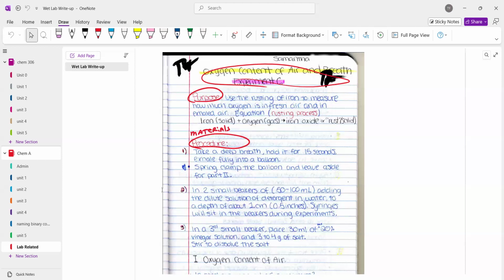Okay, so we've got a title. This is the oxygen content of air. It's a really good lab, and I don't know why they don't do it here, but they don't. But anyway, it's a good lab. Purpose, materials. I forgot to mention materials. Materials is just a simple list of stuff you're gonna be using.